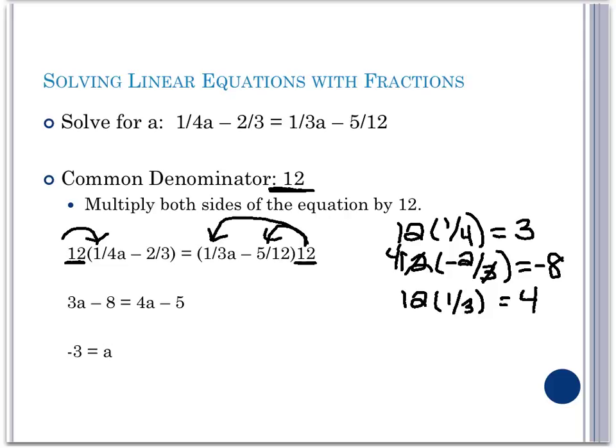Now we can isolate our variable by subtracting 3a from both sides and adding 5. Therefore, we will see we get a is equal to a negative 3. Again, we could check to see if we have the correct answer.